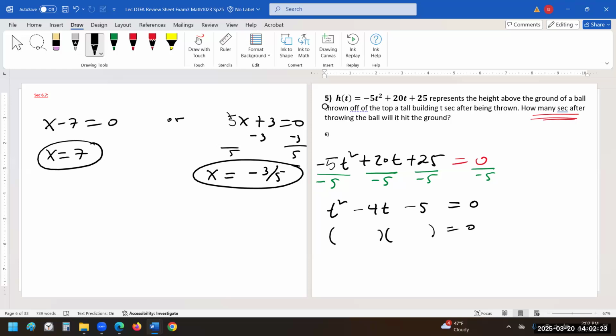Two numbers multiplied to 5 combined to 4. 5 and 1. Sign? Variable? T. And then what do you do? No, because see, all of these are divisible by the coefficient. So anytime you can factor out anything, first factor that out, or if you're solving, divide that out.